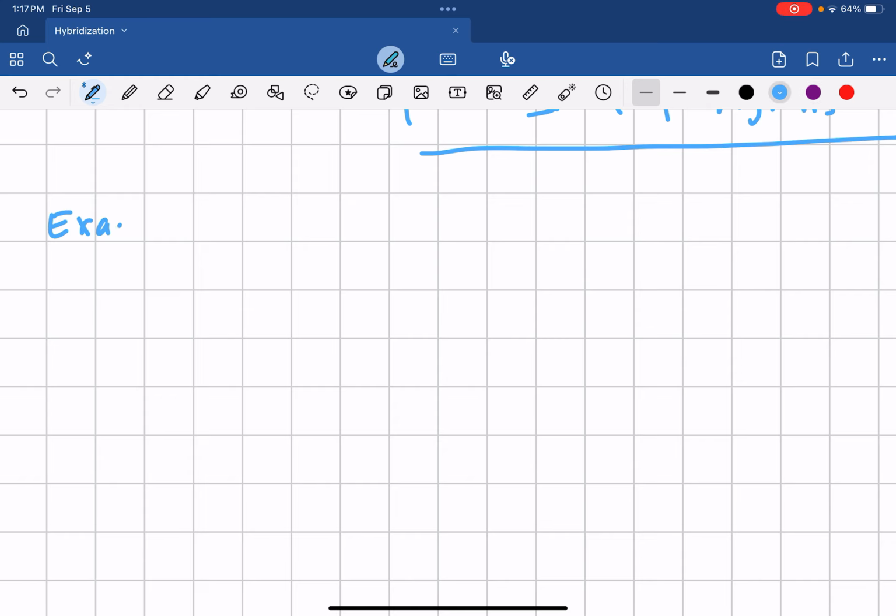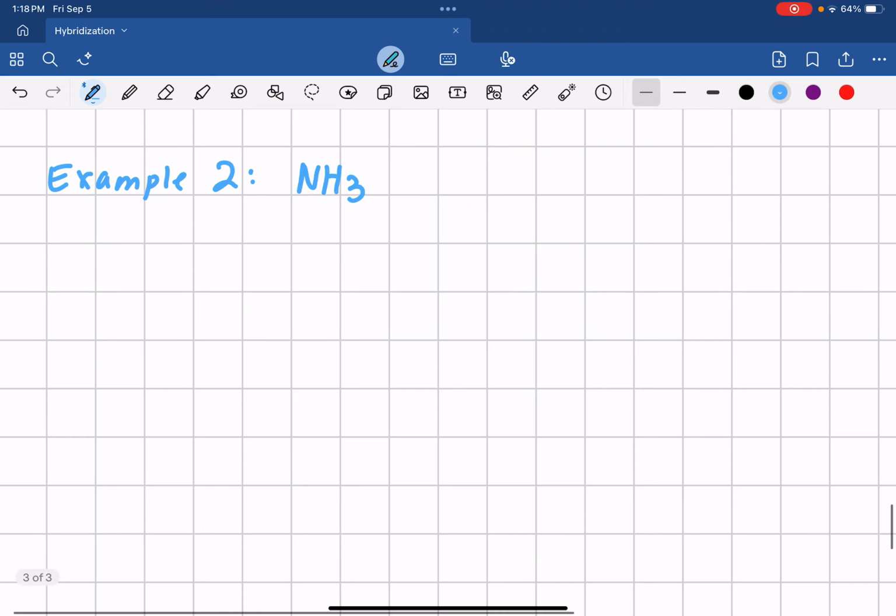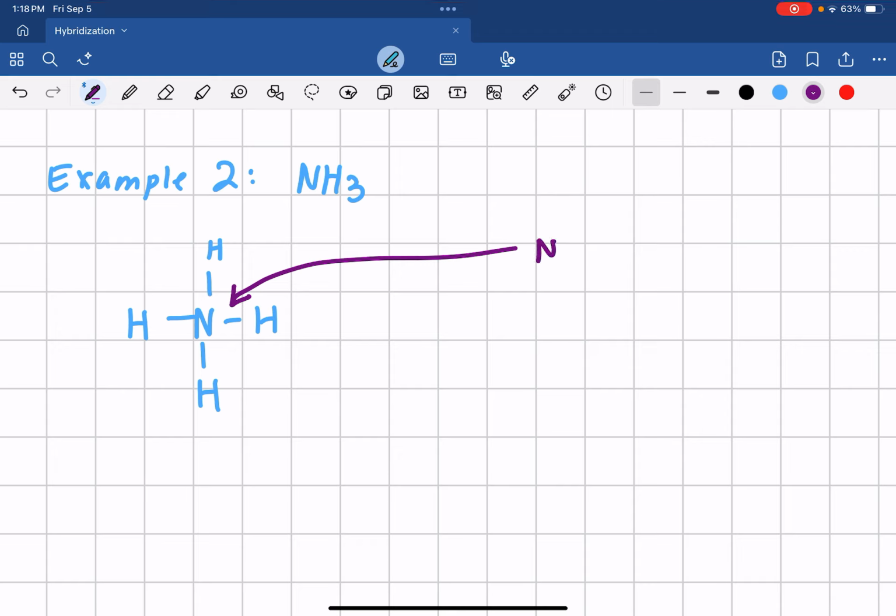Example 2. Let's go ahead and take ammonia, NH3. Nitrogen is bonded to 3 hydrogens. The atom that I want to pick for hybridization is nitrogen. Okay, let's count how many bonds nitrogen is bonded to. I'm so sorry. Please forgive me. It's NH3. So sorry about that.